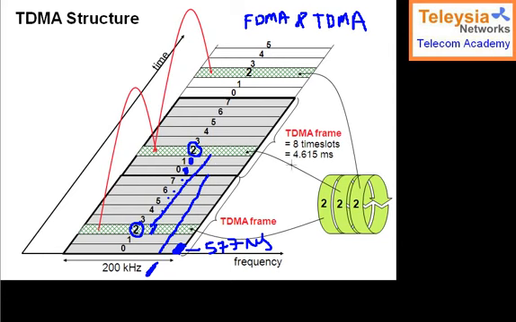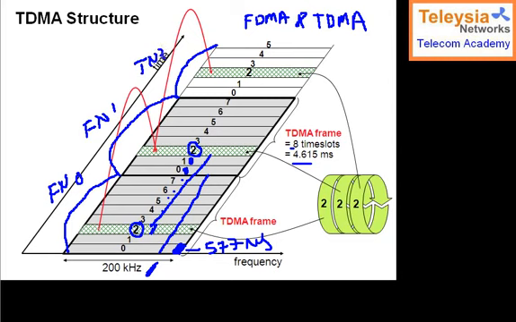One TDMA frame means 8 time slots, and that is 8 times 577 microseconds. You will get 4.615 milliseconds. So this is what one TDMA frame is, which has 8 time slots. This is another TDMA frame, and this is another TDMA frame. So you can see I can give a number to each TDMA frame: this is frame number 0, this is frame number 1, this is frame number 2.